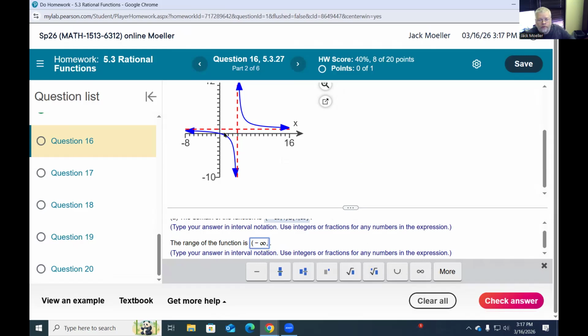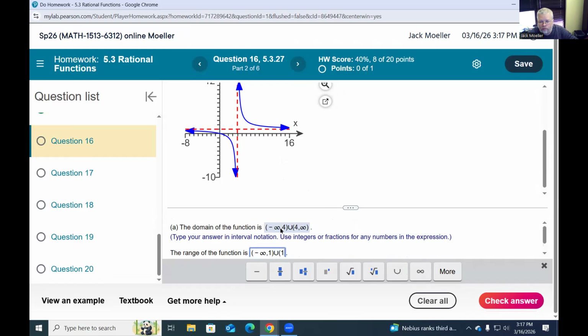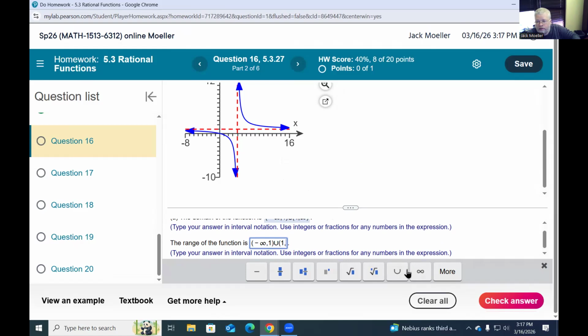Where does it go up to? The horizontal asymptote of y equals 1. And then parentheses, because we can't equal, union button, parentheses. And so for all of these, where one interval stops, the next one takes over. So we're basically saying everything except 1.